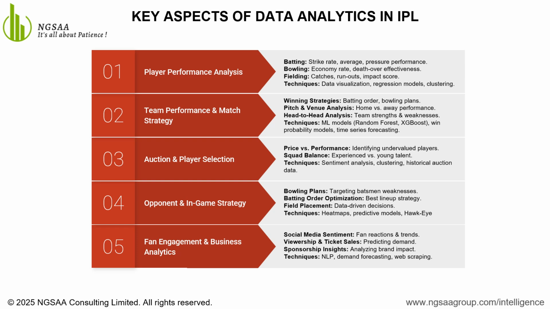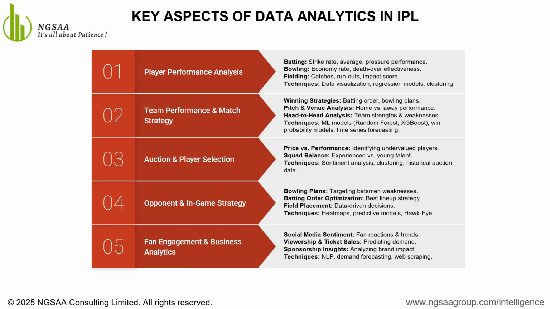3. Auction and player selection. Helps franchises make informed bidding decisions during the IPL auction. Identifies undervalued players based on historical data and scouting reports. Uses sentiment analysis and historical auction trends to predict player value. Techniques used: smart bidding algorithms, clustering models, historical auction analysis.